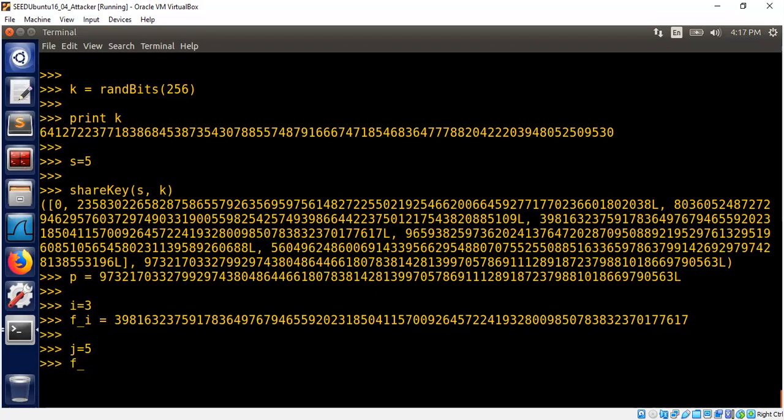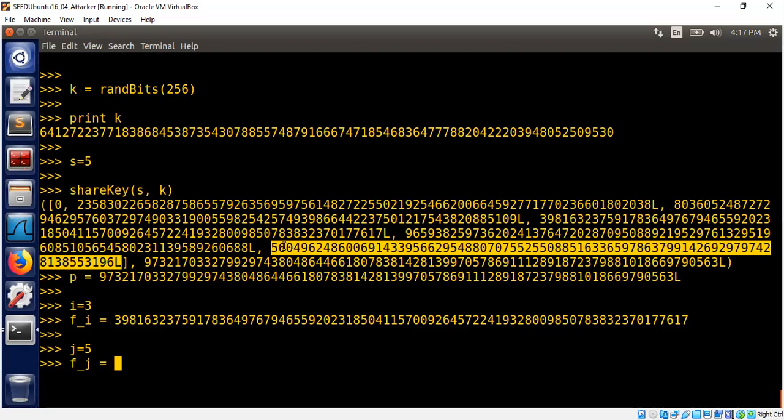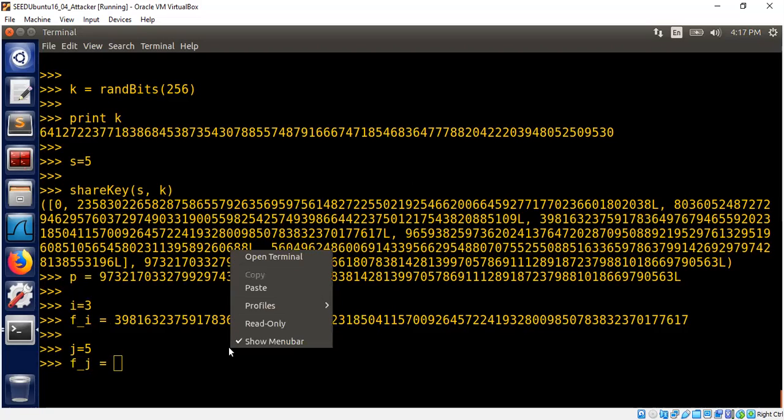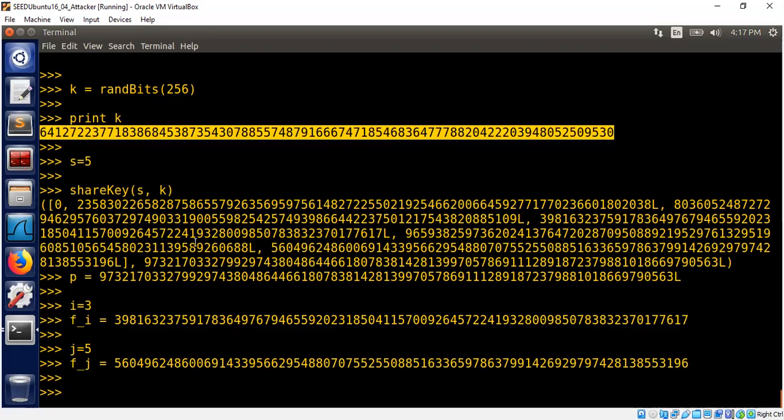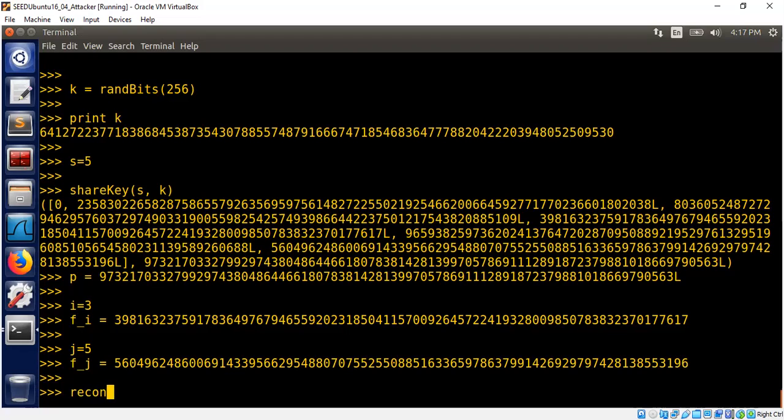And let's take the fifth element value. This is the fifth element share. Now we are ready to reconstruct the whole thing. We wanted to be able to reconstruct the key k. This should come out. Let's try our luck now. Reconstruct the key using I comma f of I, j comma f of j, and the publicly known mod p. Hopefully the key k will come out.